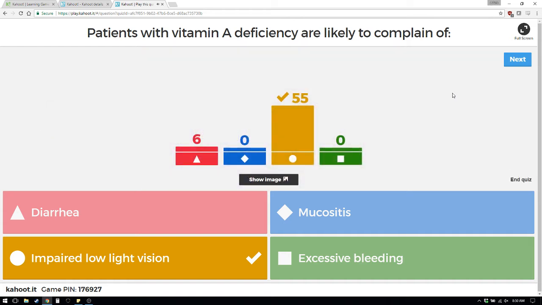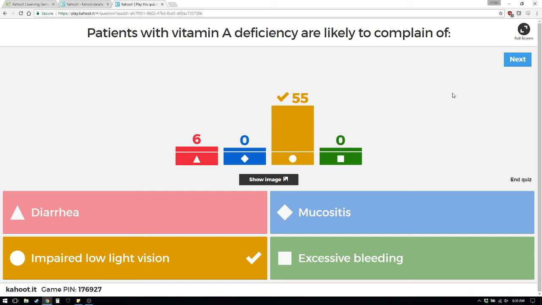Impaired nighttime vision or low light vision. Yeah, absolutely. Because remember, vitamin A produces what? Rhodopsin, right? We need rhodopsin for light detection. So especially, they end up complaining more of low light vision issues. In highlight situations they can see just fine, but usually you have some issues differentiating between objects and things like that in the dark.